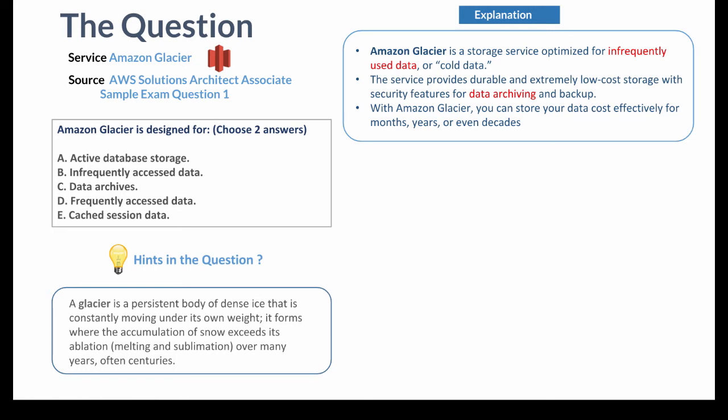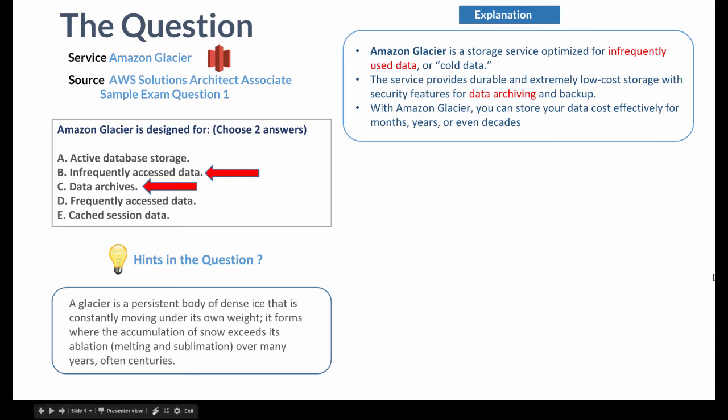Okay, the next point in my explanation is that the service provides durable and extremely low cost storage with security features for data archiving and backup. Again, relating back to the question, we can see that it is answer C, data archives. So B and C. And one other thing to note is that with Amazon Glacier, you can store your data cost effectively for months, years, or even decades. Okay, that's not going to help us with the answer, but good to know.